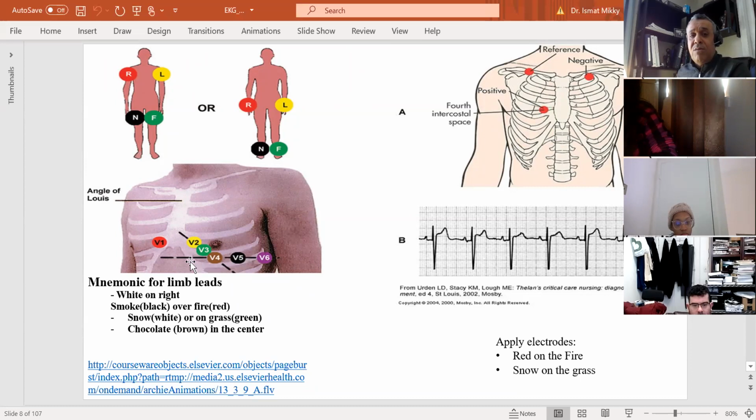So now we have some mnemonics for how to apply the limb leads, and that needs some experience. Sometimes you need some analogies or things to remember, like smoke over fire, snow on grass, and then the chocolate in the middle or in the center. So these are some of the analogies or mnemonics for how to apply the limb leads, because they are color coded.